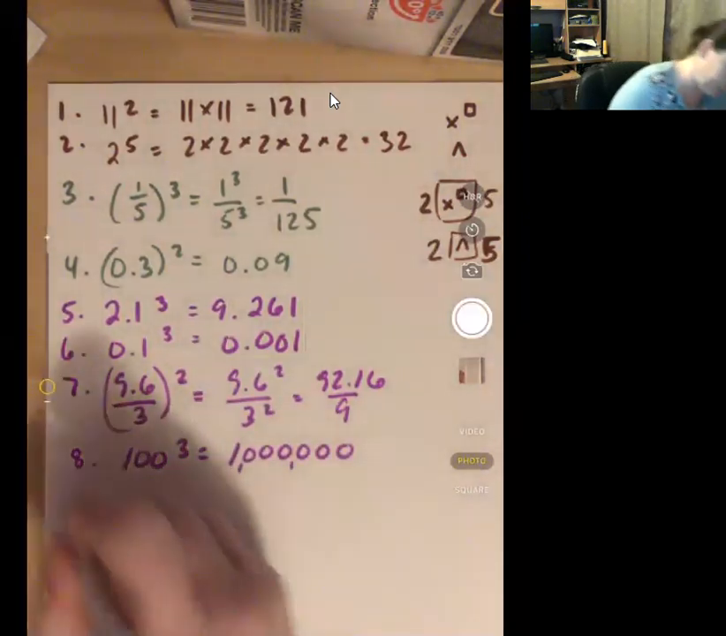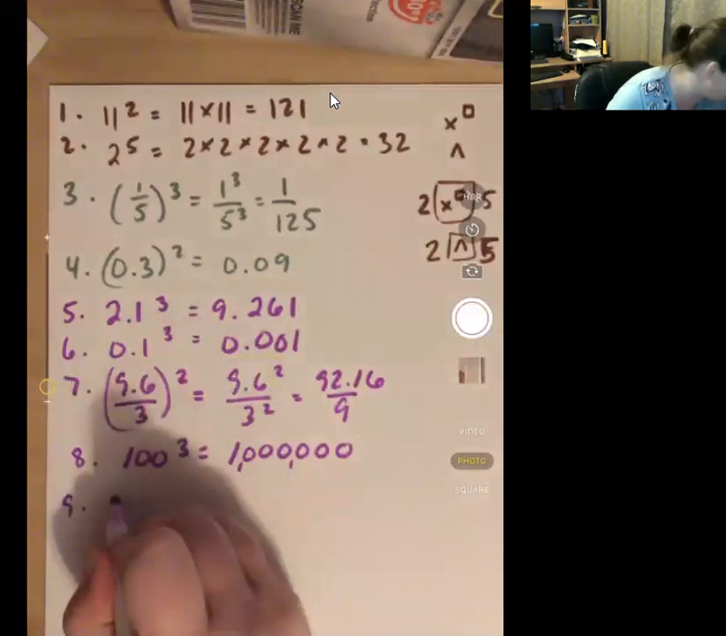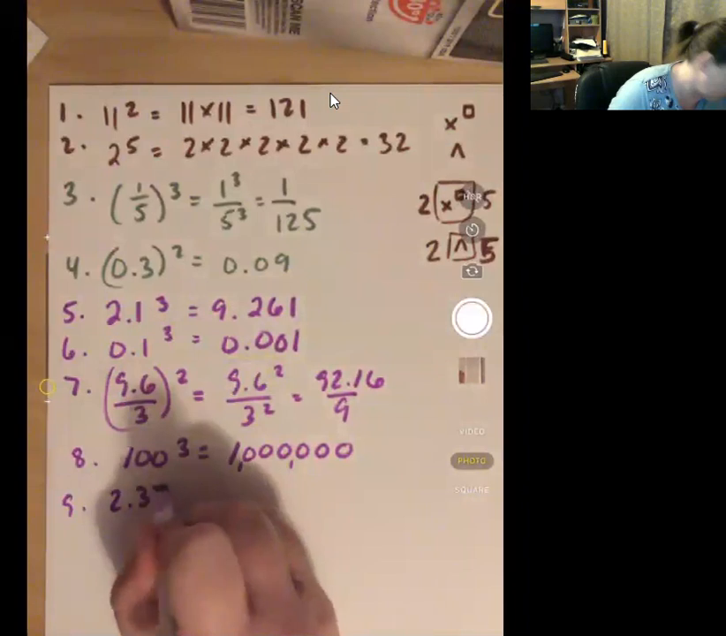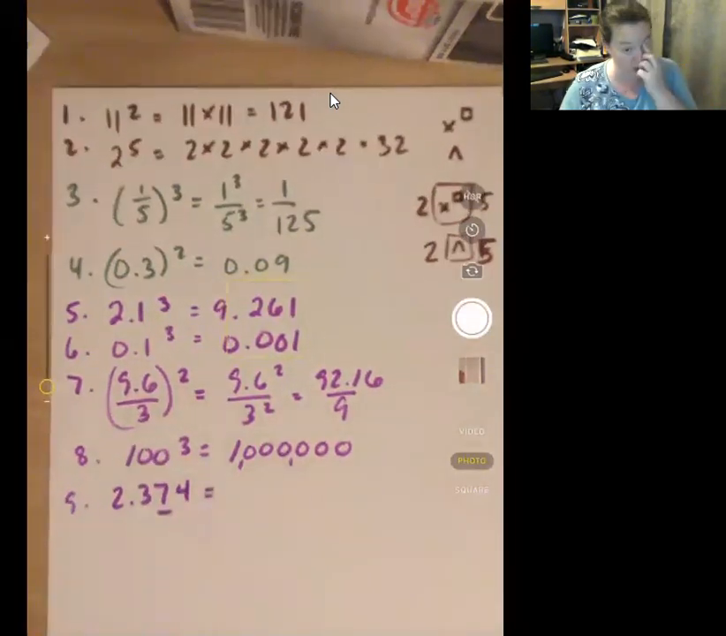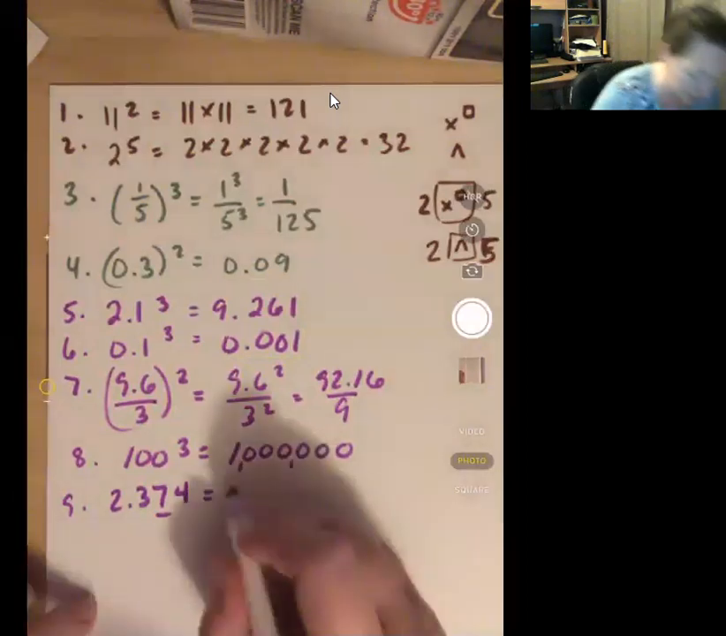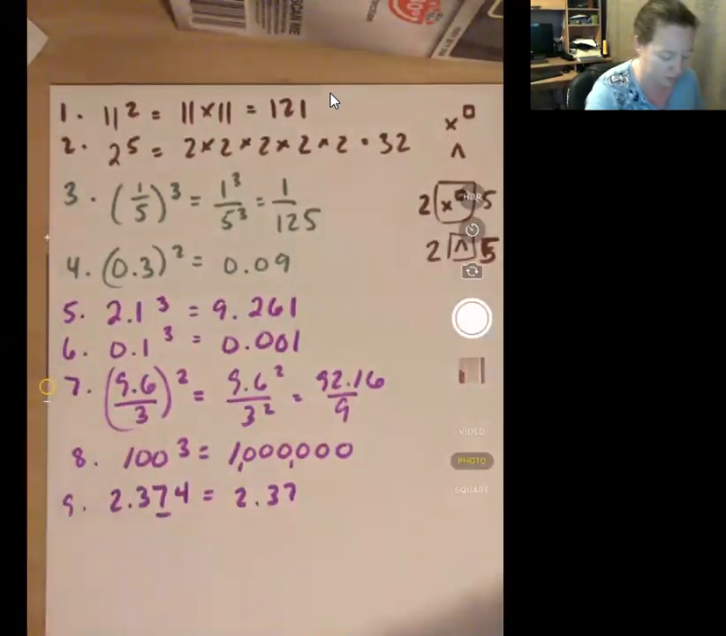Number 9, we're rounding things. So I have 2 and 374 thousandths, rounding it to the hundredths place. The 7 knocks on the 4's door. The 4 says stay the same. So it's 2 and 37 hundredths.